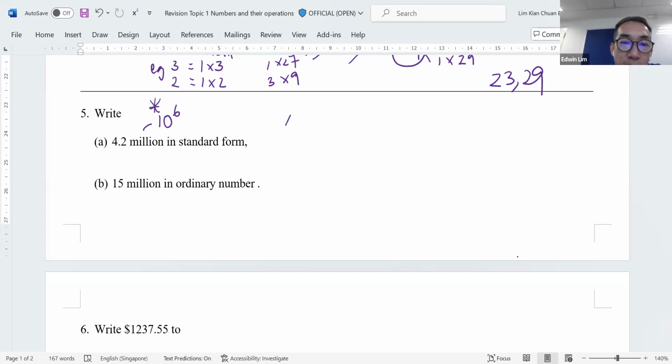So in standard form, it's A times 10 to the power of n. A must be less than 10, more than 1. All right, so my answer for 5A is 4.2, less than 10, more than 1, multiplied by 10 to the power of 6. This is the answer for 5A. This is what we call standard form.